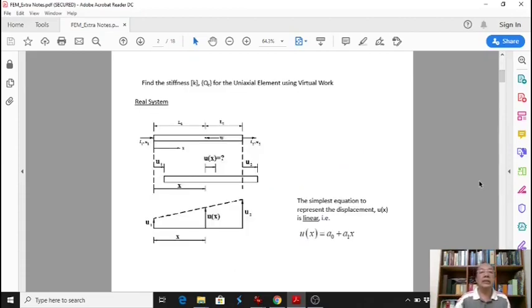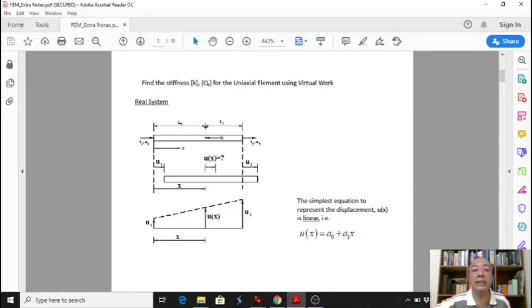Okay, we consider one bar here. This is the bar. The loading at this end is F1, and at the other end we have F2. And we have a member load W. The position of W is L1.